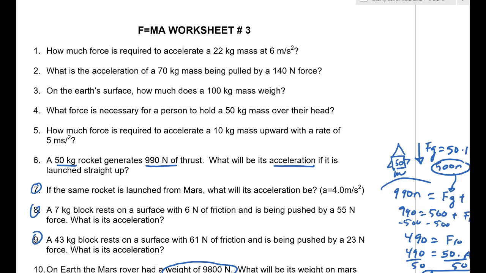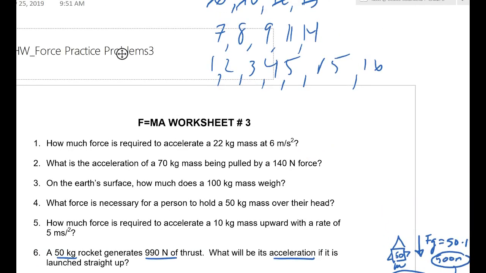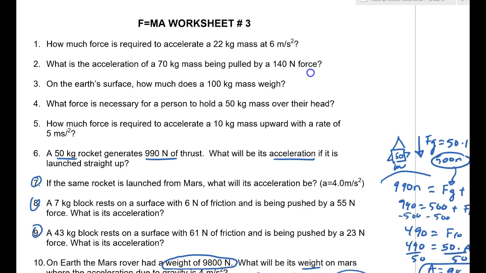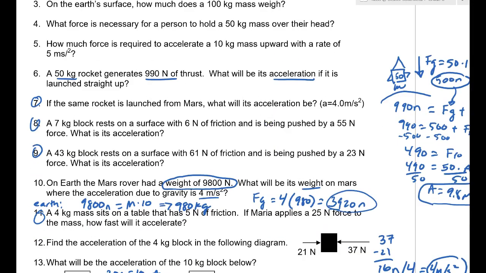So still working within force worksheet number 3. This time we're going to solve 7, 8, 9, 11, and 14. So number 7: if the same rocket, meaning this 50 kilogram rocket, is launched from Mars, what will its acceleration be? Because it's on Mars, there's less gravity. So we're talking about the same 50 kg rocket. It's going to be launched straight up from Mars.